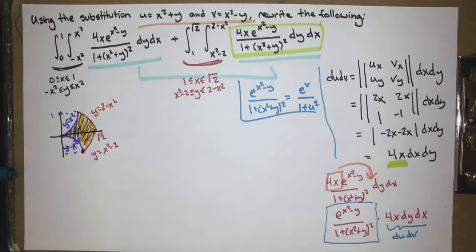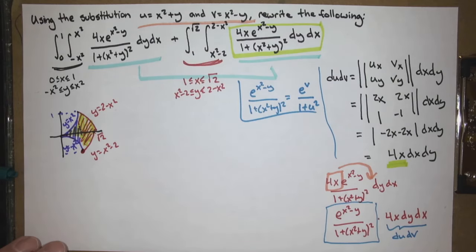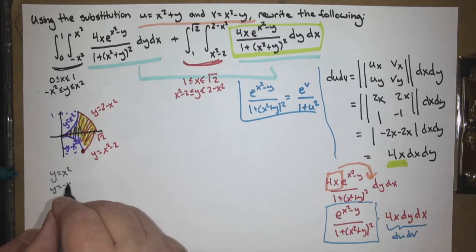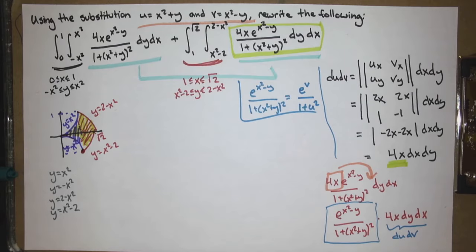But we don't want this in the xy. What do we want? uv. So what do? List the bounding curves. How many bounding curves do we have? 4 bounding curves. So they are y equals x squared, y equals negative x squared, y equals 2 minus x squared, y equals x squared minus 2. These are our bounding curves.